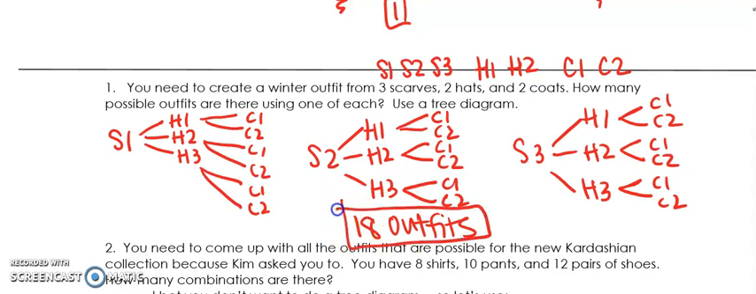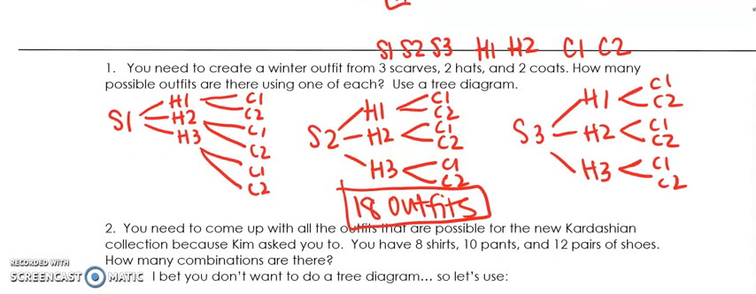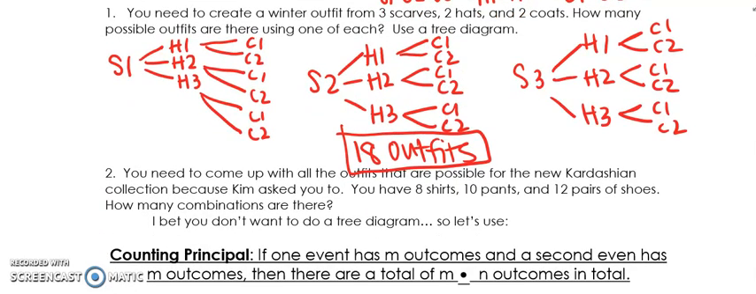Okay, does that make sense? You've got 1, 2, 3, 4, 5, 6, 6 in each. You need to come up with all the outfits that are possible for the new Kardashian collection because Kim asked you to. You have 8 shirts, 10 pants, and 12 pairs of shoes.